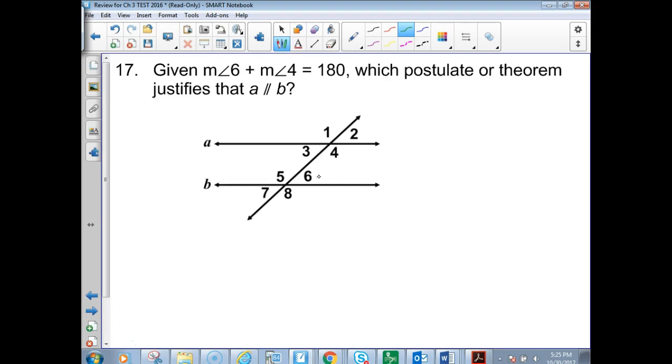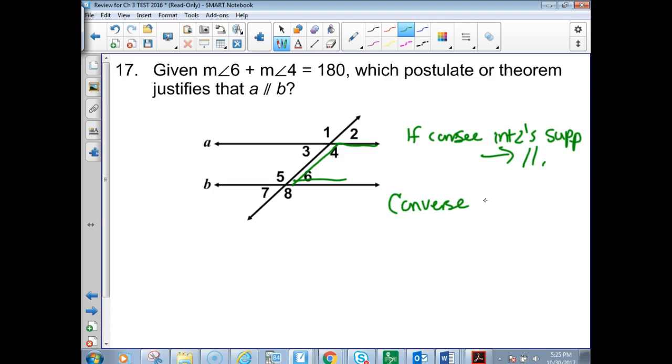The measure of angle 6 plus the measure of angle 4 is 180, which justifies that the lines must be parallel, because if consecutive interior angles are supplementary, then you have parallel lines. That is the converse of the consecutive interior angles theorem. So some teachers would accept this. I prefer this: converse of consecutive interior angles theorem. And I think a lot of them may make you write converse at the end.